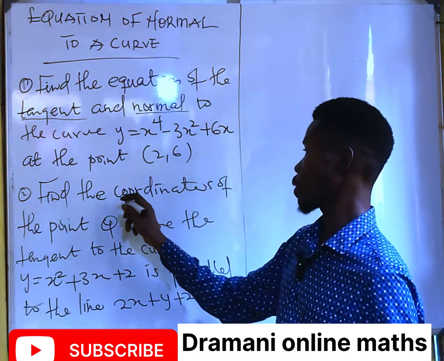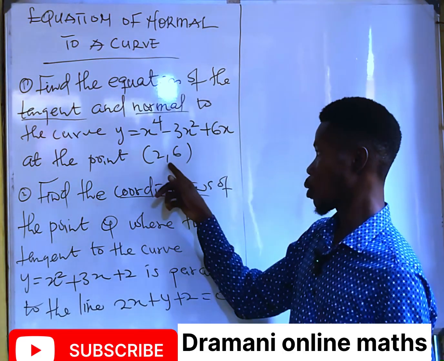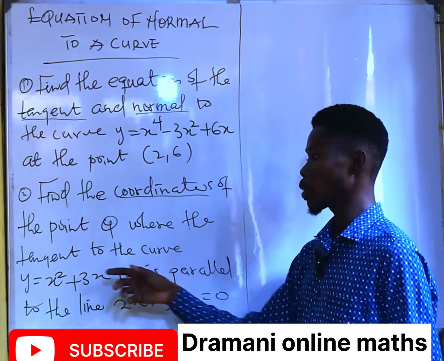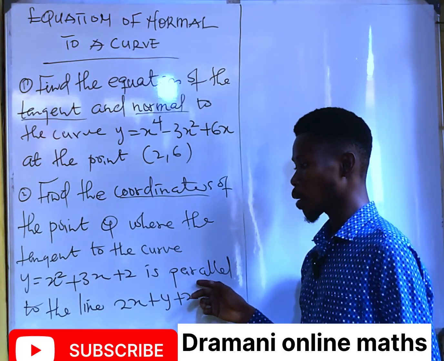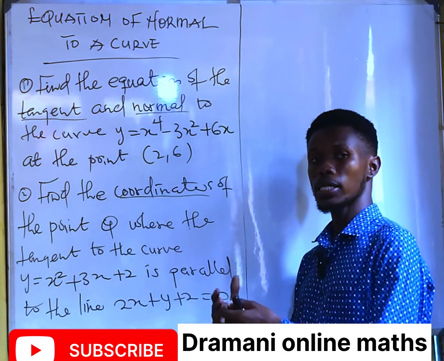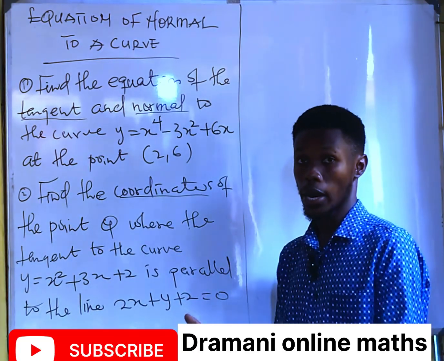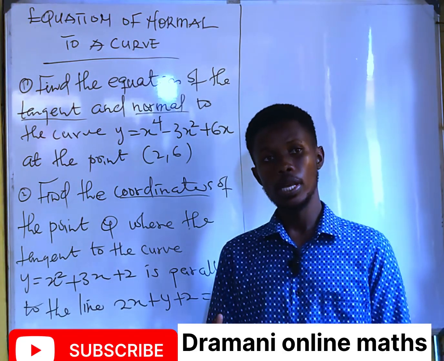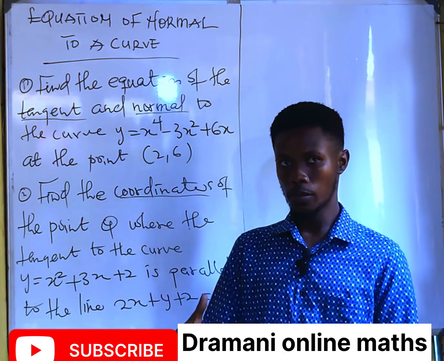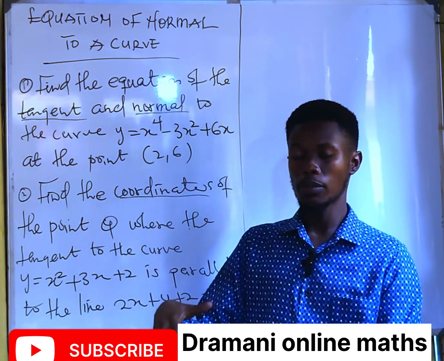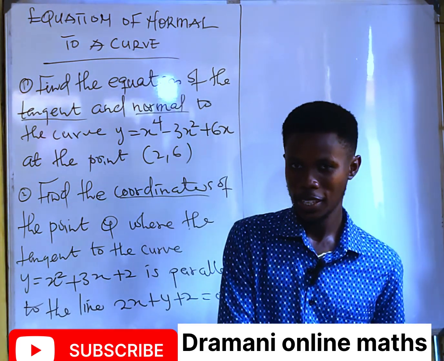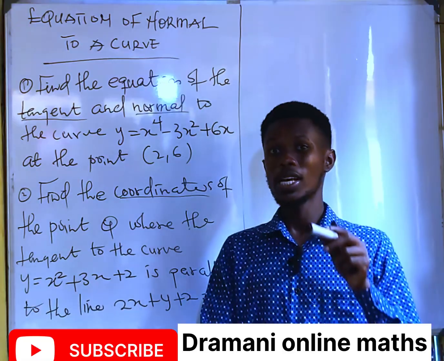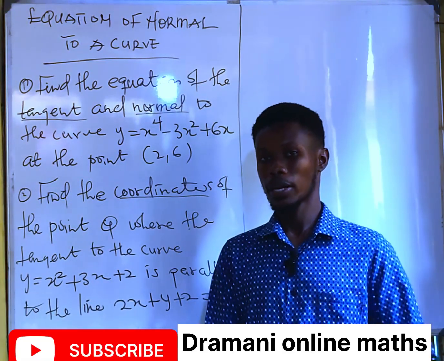In the second example, we are just interested in the coordinate. 2 6 is a coordinate, so we want to get something like that. Find the coordinate of the point Q, where the tangent to the curve is parallel to the line. When you say that two lines, or a curve and a line, are parallel, it means that their gradients are always the same. But when they are perpendicular, the gradient of one is the negative reciprocal of the other. But when they are parallel, their gradients are the same.